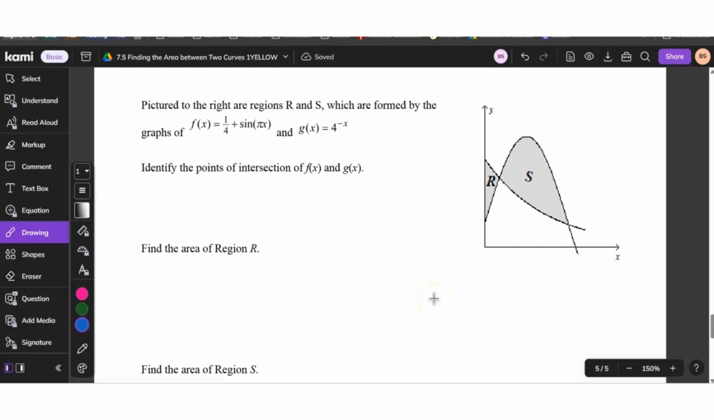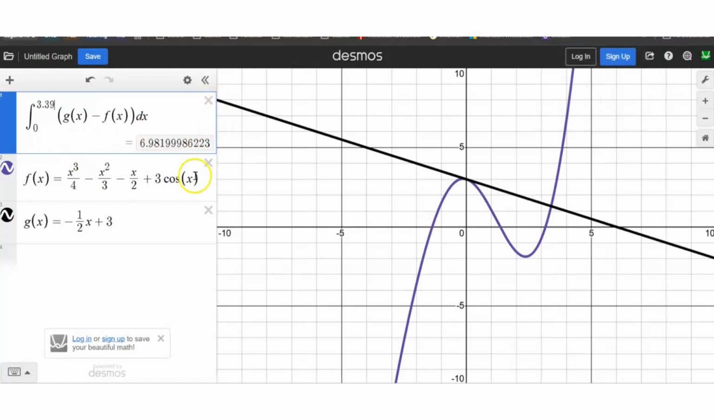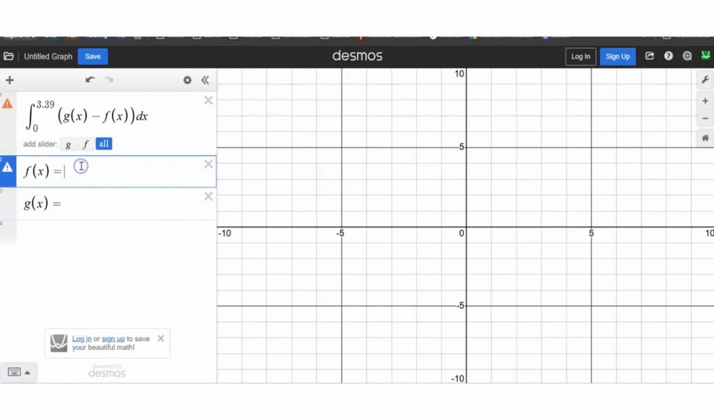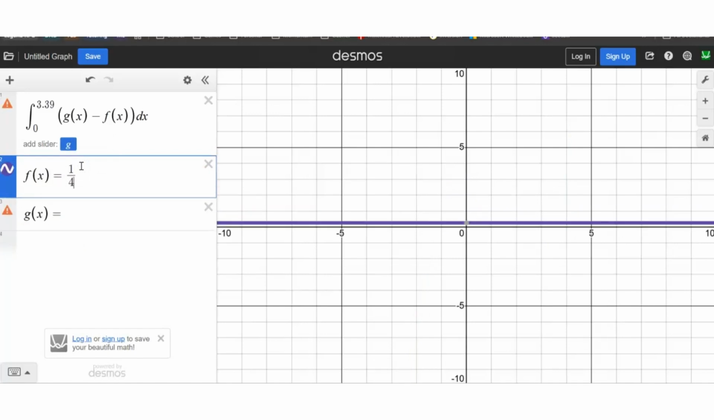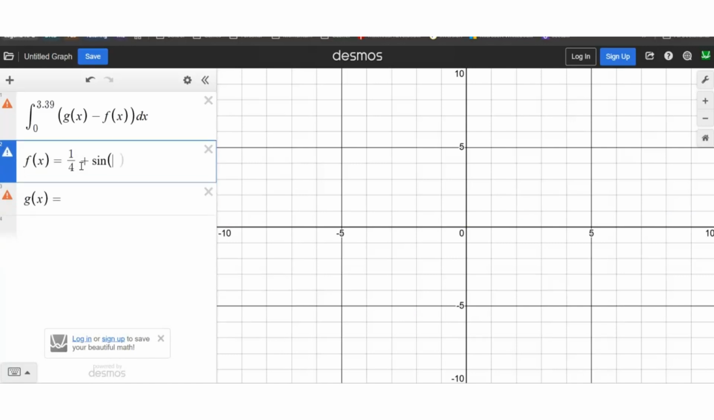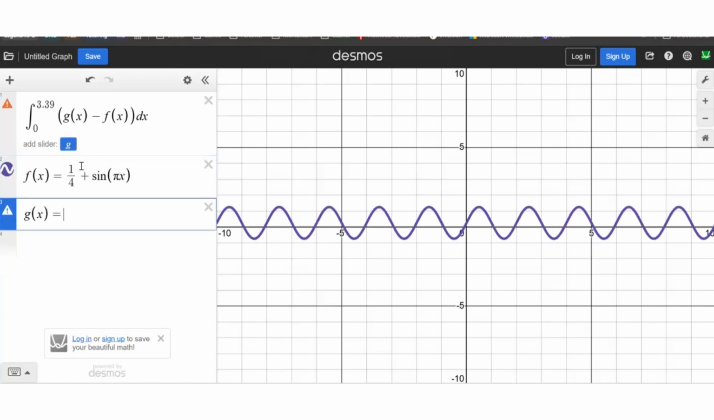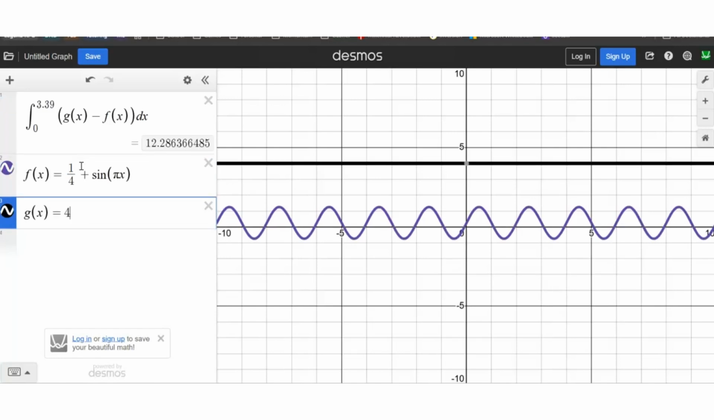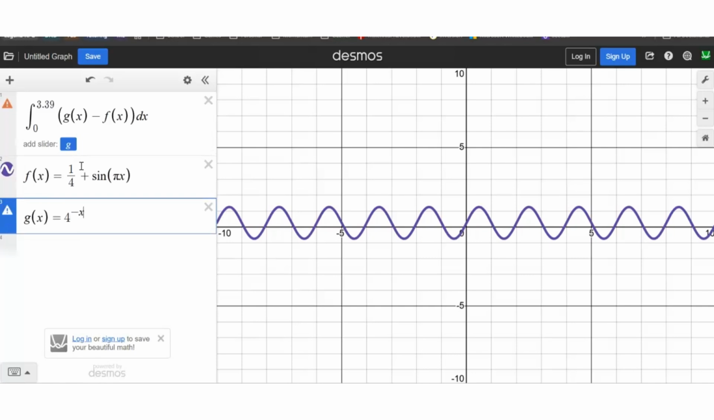All right. Pictured to the right are the regions R and S. So we've got these two graphs. Identify the points of intersection. This will definitely be a calculator question. So f of x was 1/4 plus sine of pi x. Perfect. And g of x? 4 to the negative x.